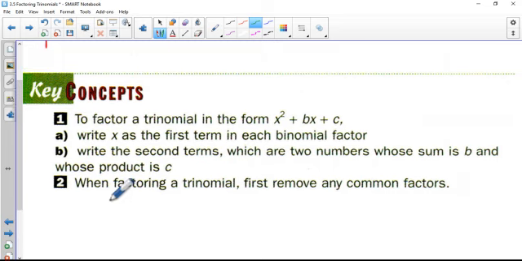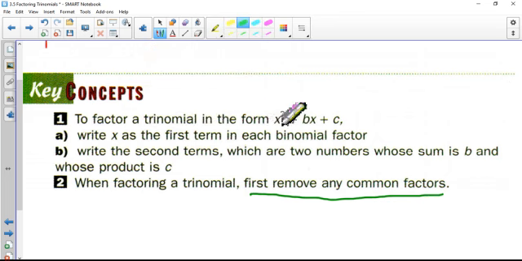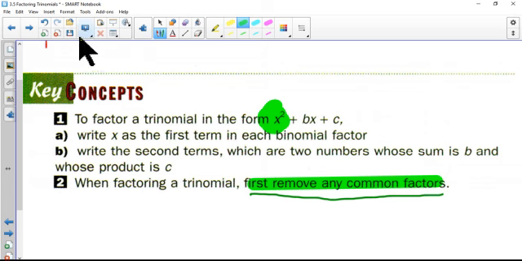The big one, when factoring a trinomial, so when you're factoring these kind of things, first remove any common factors, especially if you have any value in front of that first term, then you're going to need to remove the common factor. So that should be a hint that you need to divide that out.